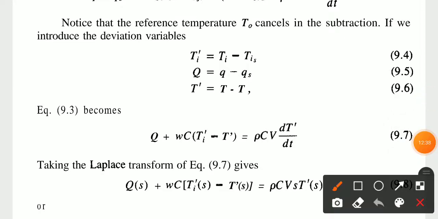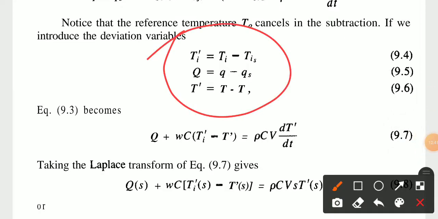cancels in the subtraction. We introduce the deviation variables: Ti dash is equal to Ti minus Tis, Q dash is equal to Q minus Qs, T dash is equal to T minus Ts. Okay, so Q minus Qs is equal to Q dash.